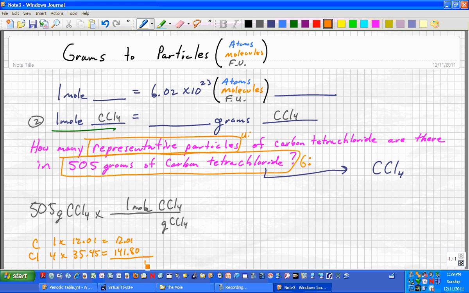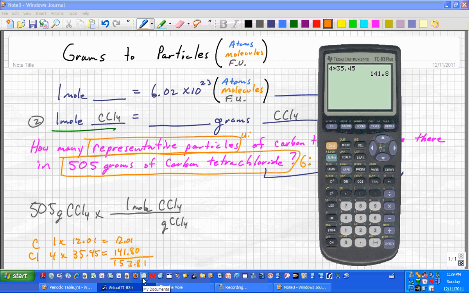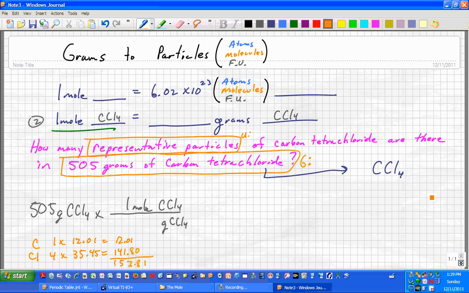Add these guys up, and I get 153.81. You know what? I'm going to check that because I don't want my number to be wrong. 141.80 plus 12.01 is 153.81. That's what I got. Okay. So that goes down here, 153.81 grams. Cancel those units. Grams of carbon tetrachloride leave, and I'm left with moles of carbon tetrachloride. Moles is not representative particles. My representative particles, it's got to be atoms, molecules, or formula units, so I'm going to need to go one more step here.